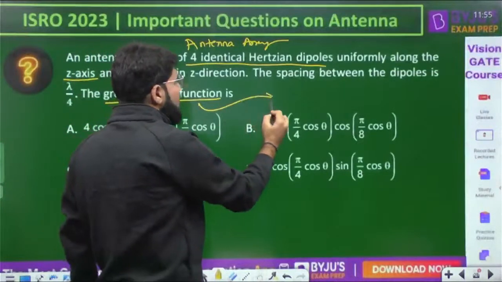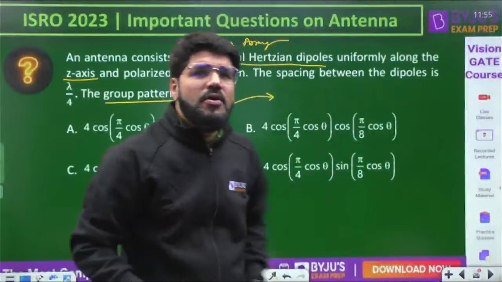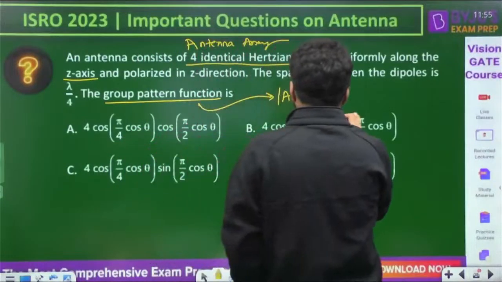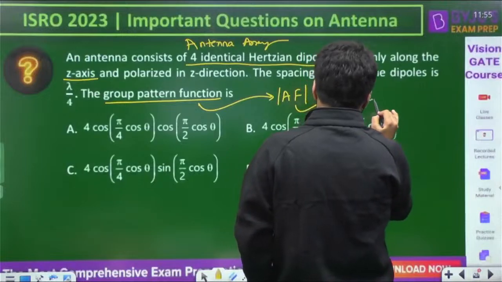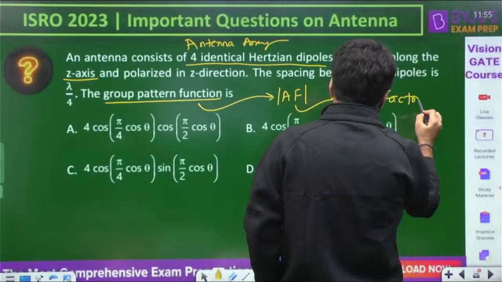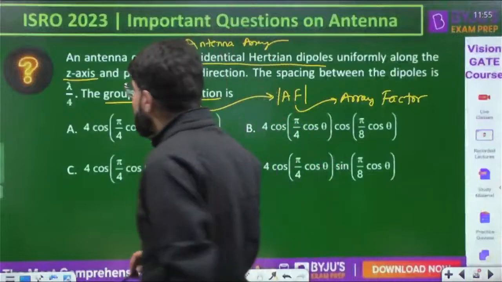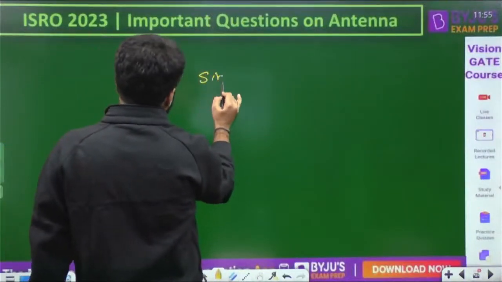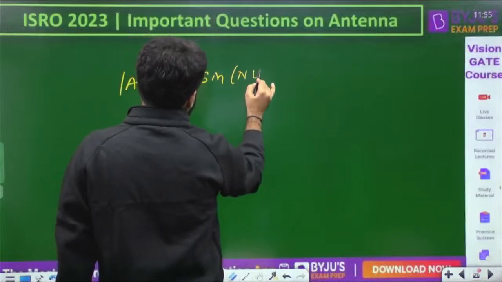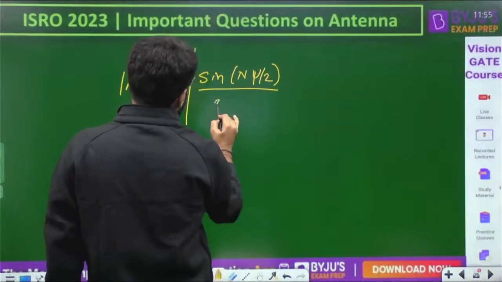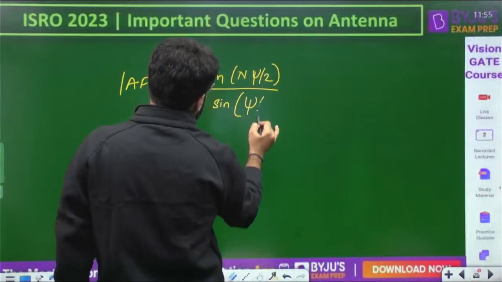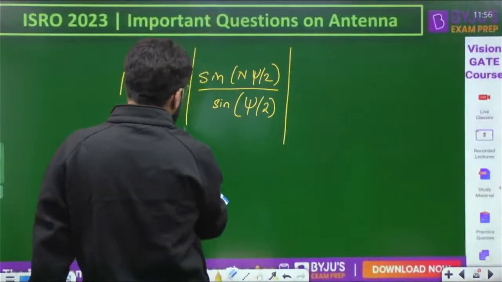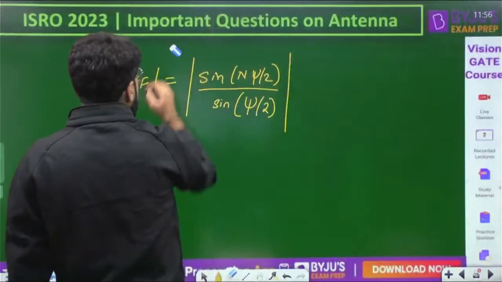The group pattern function is basically related with the array factor. For the group pattern function, you calculate the modulus of the array factor. We call it AF, the array factor. What is the important formula for the array factor? The modulus of the array factor is given by the modulus of sine of n xi by 2 divided by sine of xi by 2.